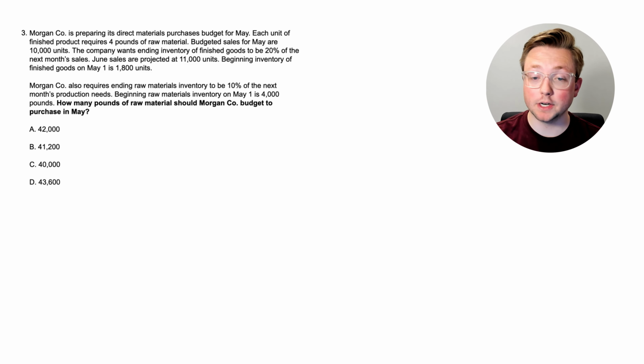Morgan Co. also requires ending raw materials inventory to be 10% of the next month's production needs. Beginning raw materials inventory on May 1st is 4,000 pounds. So how many pounds of raw material should Morgan Co. budget to purchase in May?